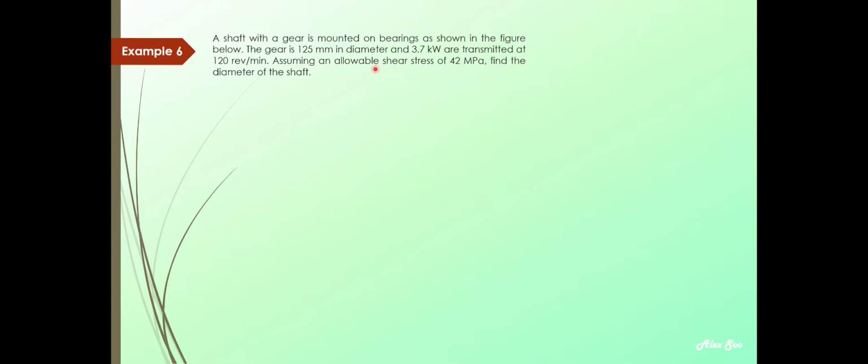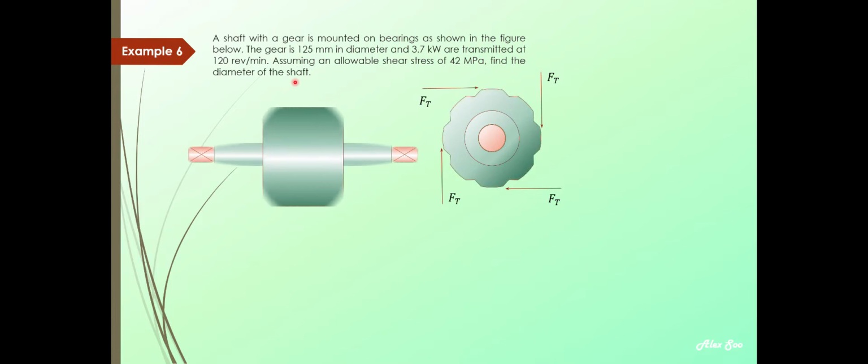So when you look into this question, due to combined bending and twisting, when the question has given us the allowable shear stress, the best approach is to consider the equivalent twisting moment, that is TE, to find the diameter of the shaft. Now here's the diagram given. You have the tangential force acting on the gear. The tangential force gives us the torque when we take the tangential force multiplied by the pitch circle radius, or the radius of the gear.